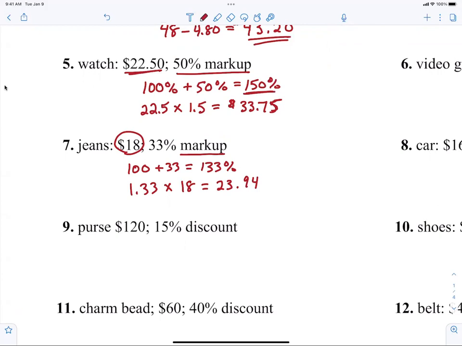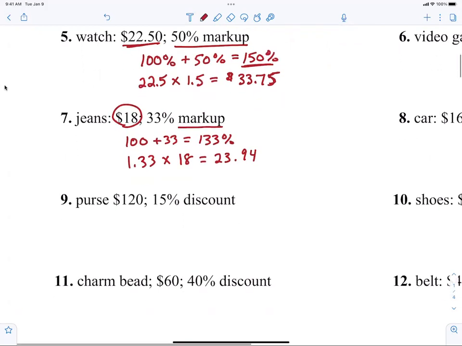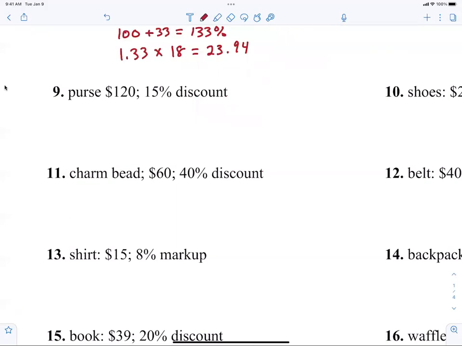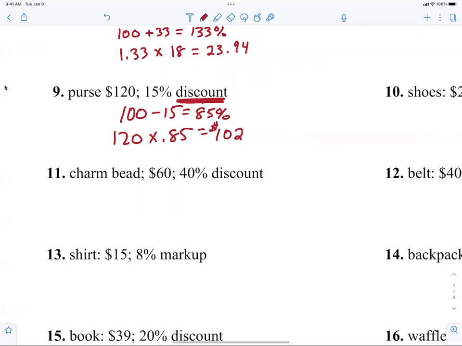Now sit upright for me, okay? All right, number 9. I did 100 plus 15 and that's. Wait a minute. What's a discount? It's subtracting, right? So I want everybody to put 100 minus 15. And then that's 85 and 72 times 0.85. That's correct. And what is that? $102. Anybody else get $102?